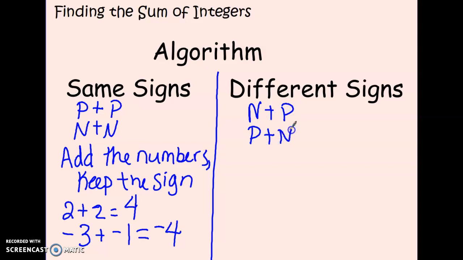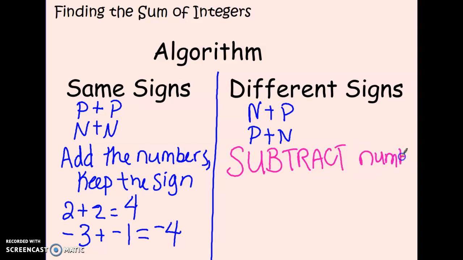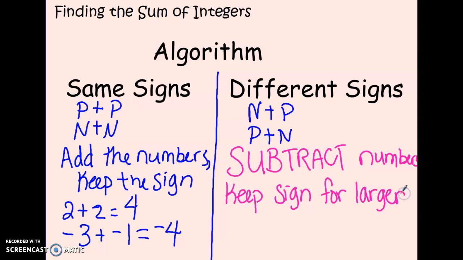Now if I have different signs, meaning I have a negative plus a positive or a positive plus a negative, in order to do this, I will subtract my two numbers. So I'm going to subtract the absolute value numbers, and I'm going to keep the sign for the larger absolute value.